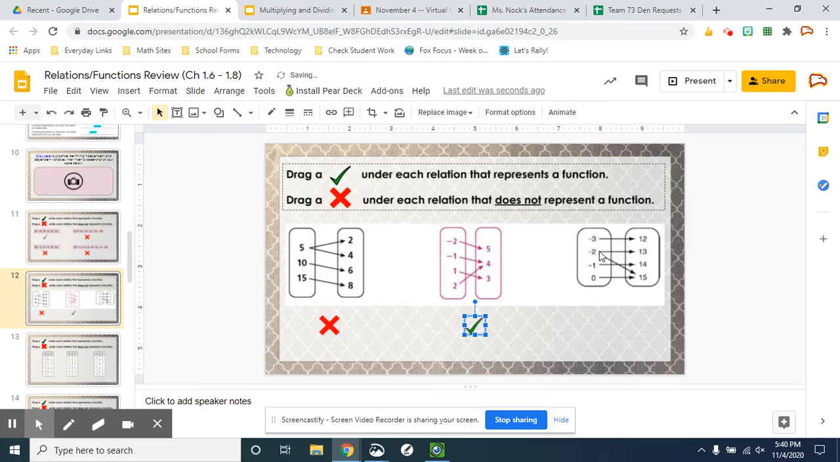All right, and the last one you can see here that -2 is pointing at 13 and 15. So that makes it a non-function.